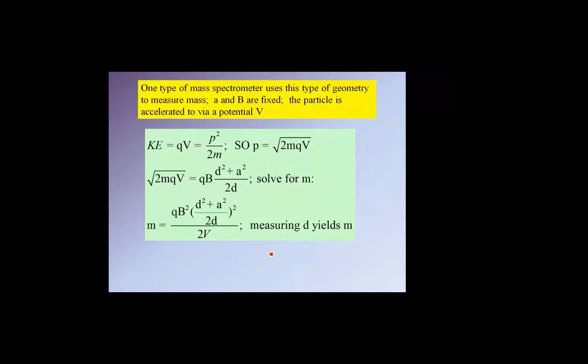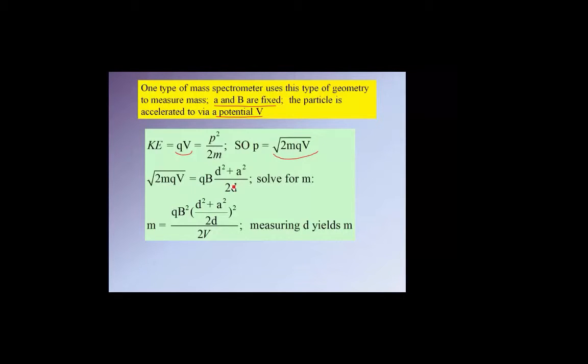measure mass. So you have A and B fixed, the particle is accelerated to some potential V, and that gives the kinetic energy. And if you remember, the kinetic energy is equal to q times V. Kinetic energy is related to the momentum by just p squared over 2m. So what that means then is you can solve for p in terms of the parameters here, so you have the square root of 2mqV. So come back to expressing this in terms of the momentum, which we got last time, or last page. So that's equal to qB times (d squared plus a squared) over 2d.